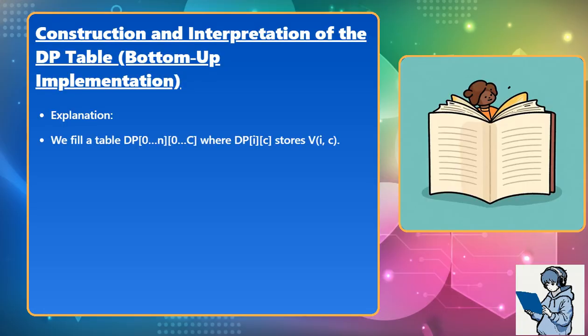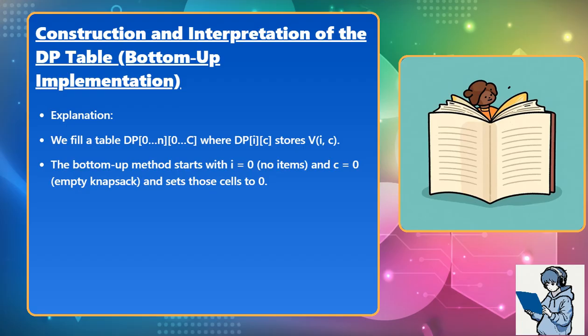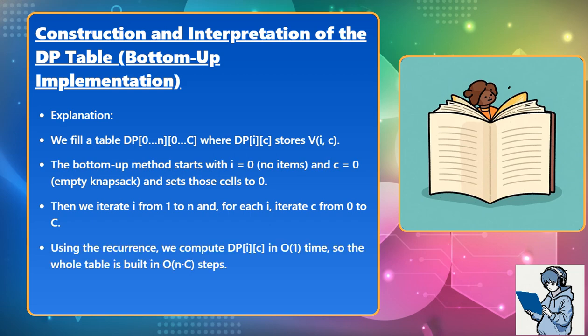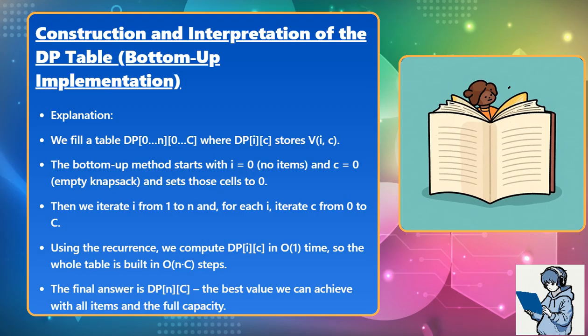Explanation: we fill a table dp[0..n][0..c], where dp[i][c] stores V(i, c). The bottom-up method starts with i equals 0, no items, and c equals 0, empty knapsack, and sets those cells to 0. Then we iterate i from 1 to n, and for each i, iterate c from 0 to c. Using the recurrence, we compute dp[i][c] in O(1) time, so the whole table is built in O(n times c) steps. The final answer is dp[n][c], the best value we can achieve with all items and the full capacity.